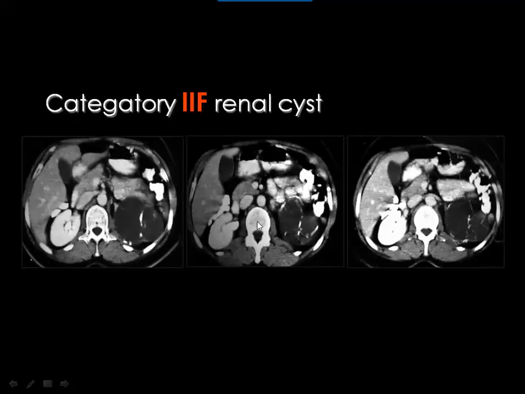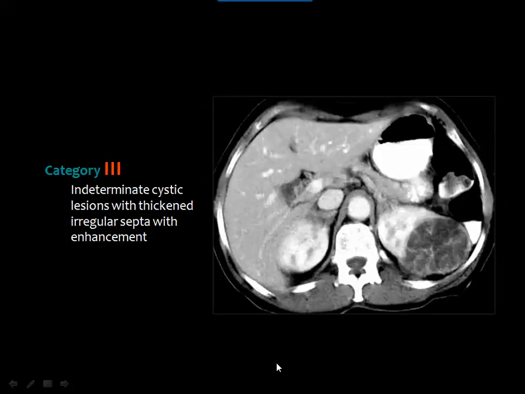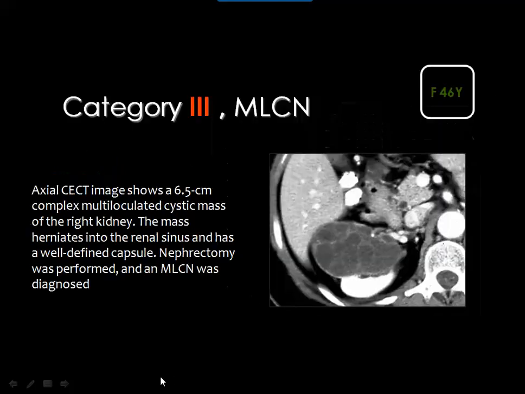And these are the remaining images of the same cyst. You see many internal septations with mural calcification in the outer wall of the cyst as well as in the septations. Category number 3: there are more internal septations and they are thick and enhancing. So if you see a cystic lesion with internal septations that are thicker and enhancing, this is category number 3.